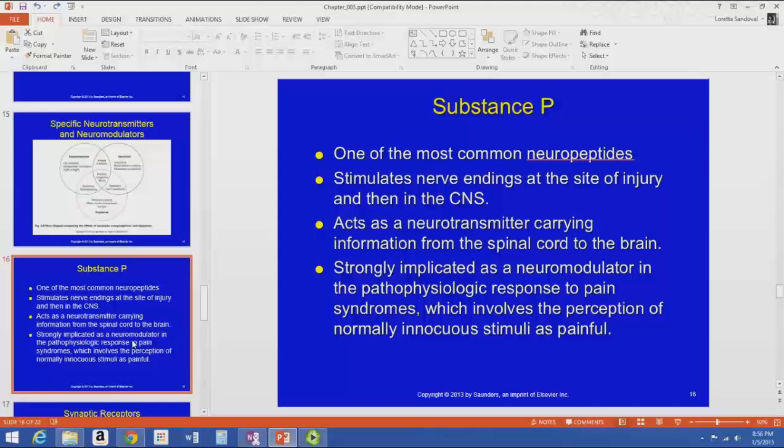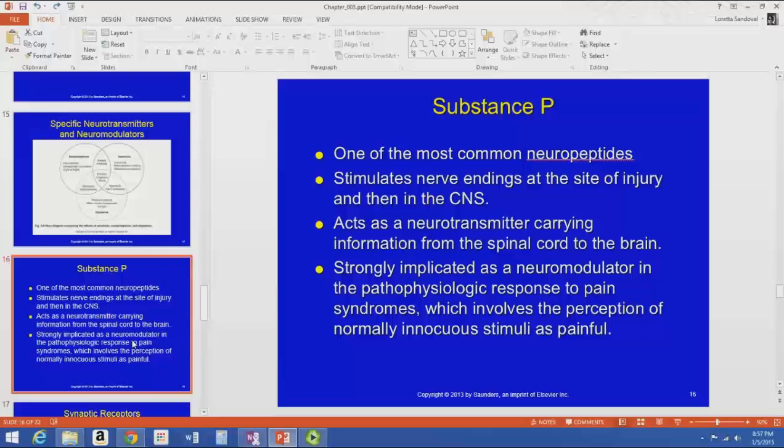So a lot of our pain control mechanisms, which we will talk way more about in chapters 6, 7, and 8, have to do with whether or not pain information is being carried from the body to the brain, and of course it has to go through the spinal cord. So substance P has been strongly implicated, like they like to say, as a neuromodulator in the pathological response to pain syndromes. So something like fibromyalgia or hypersensitivity syndromes, which involve perceiving normally innocuous stimuli as painful.